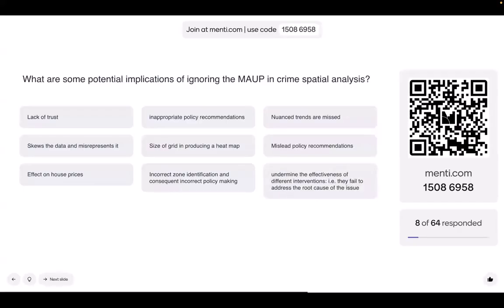Undermine the effectiveness of different interventions. They fail to address the root cause of the issue. Yes, definitely, it's providing a holistic generalization of where we think crime is as opposed to the actual root cause of it. It ties into those ethical considerations as well.